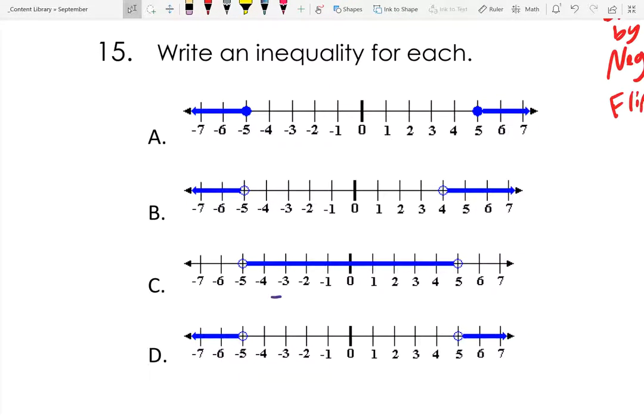So number 15, write an inequality for each. Because I can tell that these are going opposite ways, I know that this is an or inequality. So I just have to write an inequality for each side. On the left side, these are all the x values we're shading to the left. These x values are all less than or equal to negative 5, because it is a closed circle. On the right side, we're shading all the numbers that are bigger than 5. So x is greater than or equal to, because again, it's a closed circle, so it's got the little line underneath it, positive 5.